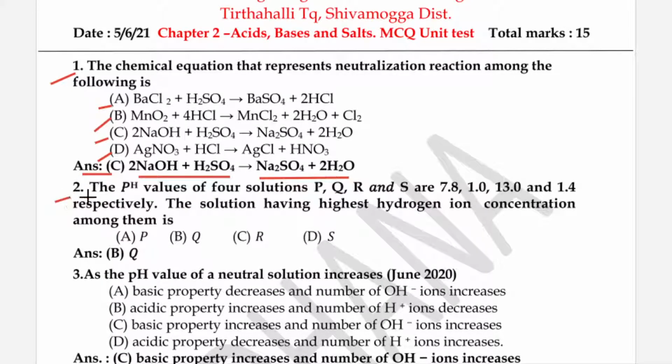Question number 2. The pH values of 4 solutions P, Q, R and S are 7.8, 1, 13 and 1.4 respectively. The solution having highest hydrogen ion concentration among them is. The options are option A, P, option B, Q, option C, R, option D, S. Here we can see the correct answer, option B, Q has the highest hydrogen ion concentration among them.